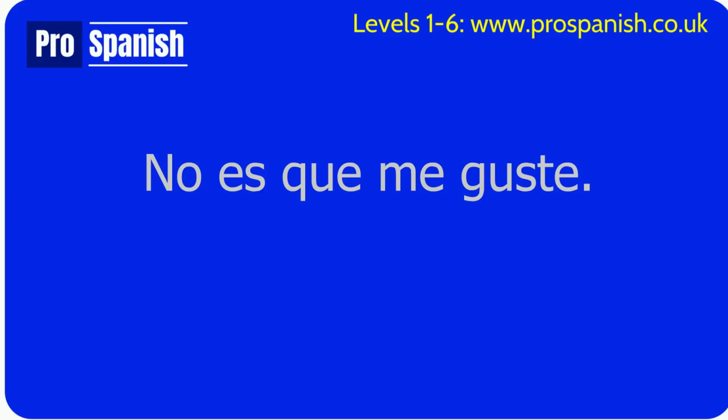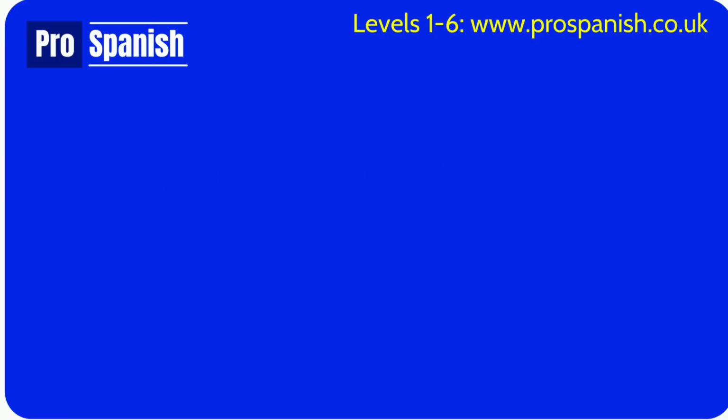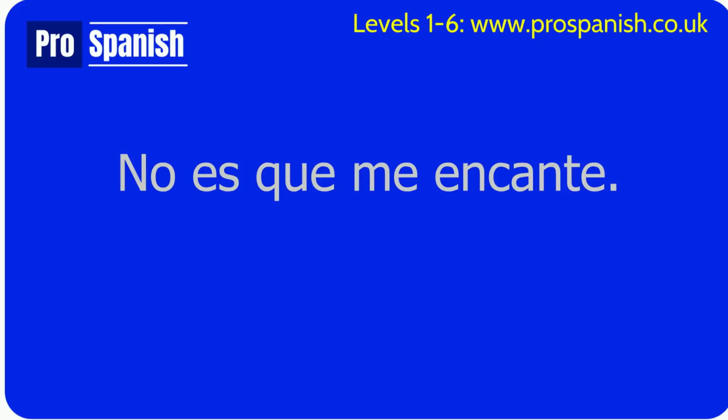But after it isn't that, it's not that, then it follows with the subjunctive. So, no es que me guste. It's not that I like it. You'll know that me encanta is I love it. So how would you say, it's not that I love it? No es que me encante. So changing the a to the e to make it a subjunctive.